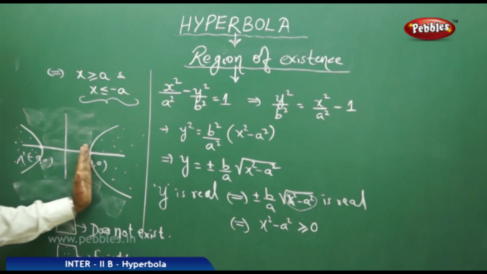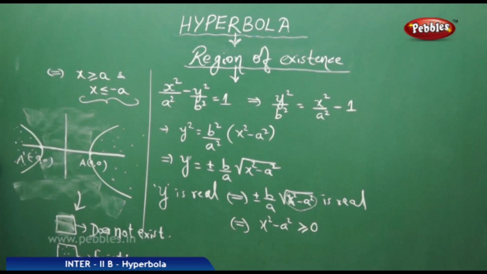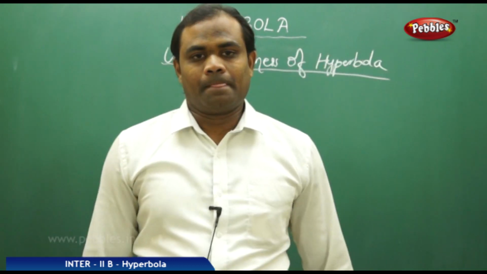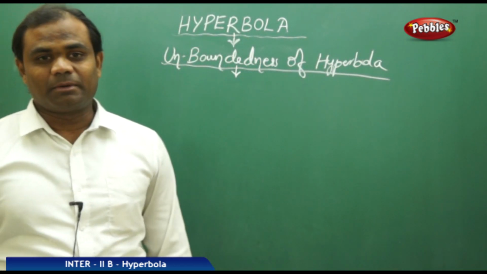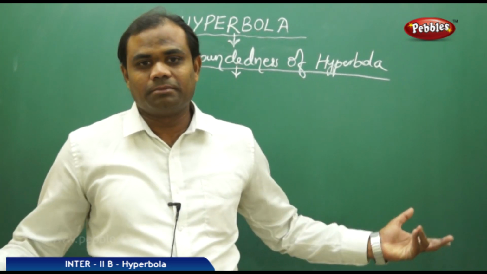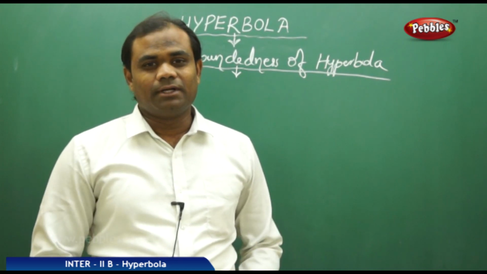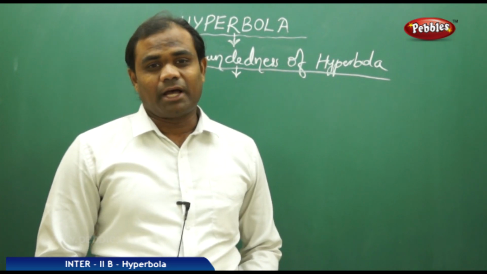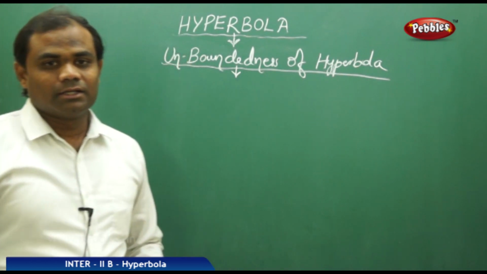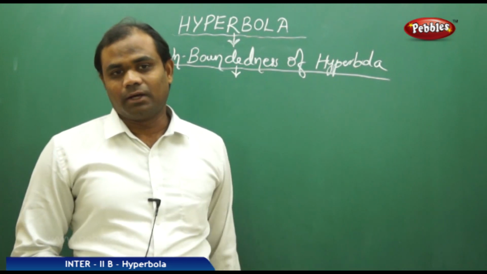x greater than or equal to a and x less than or equal to minus a is the region of existence of the hyperbola. Now let's see the unboundedness of the hyperbola, that is, whether the hyperbola is a closed curve or an open curve. For example, a circle is a closed curve, an ellipse is a closed curve, but a parabola is not closed; it is an open curve. Similarly, let's identify the openness or closeness of the hyperbola.